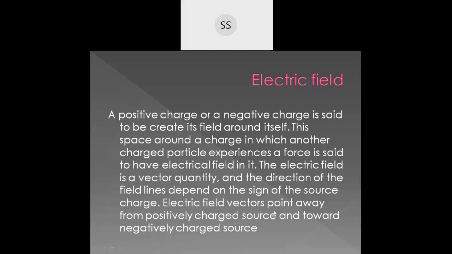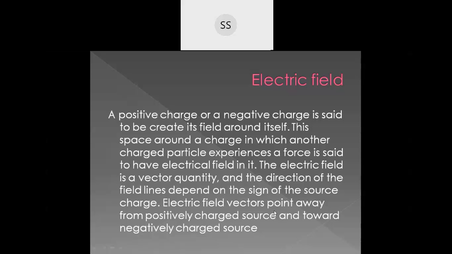Source charge means the charge whose electric field area we will check. Source charge can be a positive charge as well as a negative charge, and we will bring a test charge near the source charge to check the electric field area. That test charge will always be a positive charge. So see, if the source charge is a positive charge and we take the positive test charge near to the source charge, then it will get repelled, since both the charges are positive. So when it gets repelled, the direction of the repulsion force will be outwards, right?